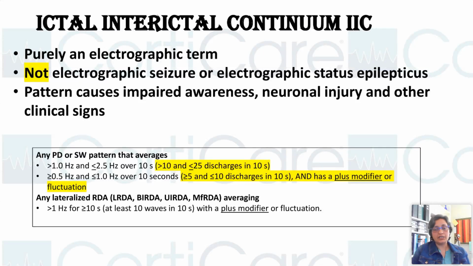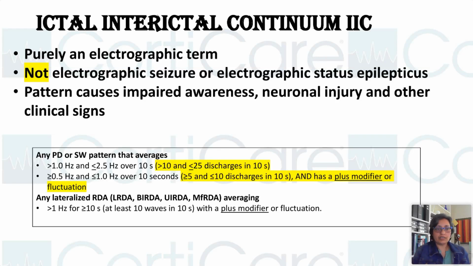Ictal interictal continuum is one of the most confusing patterns. Patient is seizing, patient is not seizing. There is no clear onset, there is no clear ending. The discharges are not 25 in 10 seconds. And the lateralized rhythmic delta activity is not just LRDA, it is happening with modifiers. So there is so much going on during the interictal continuum.